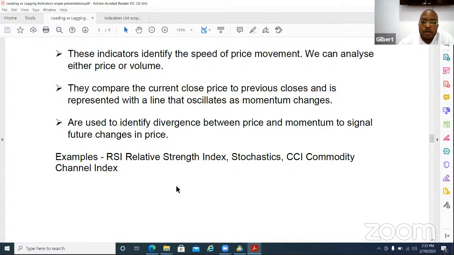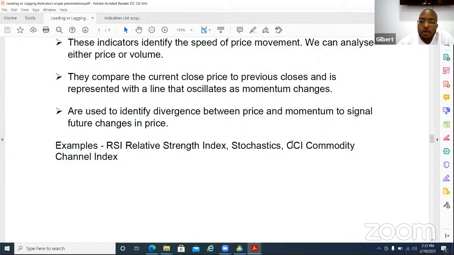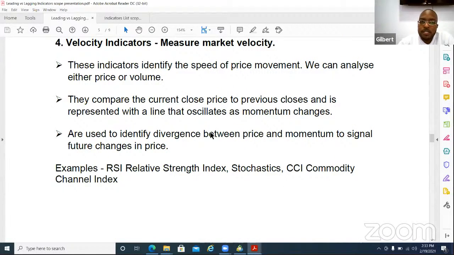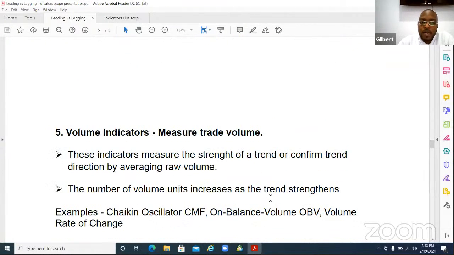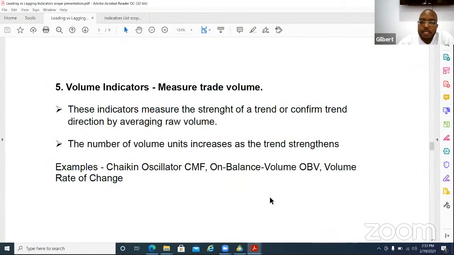So we have the RSI, Relative Strength Index, we have stochastics, and we have CCI, or Commodity Channel Index. These are the typical velocity indicators. There are more than this, but we'll just mention a few. Then number 5, we have the volume indicators.